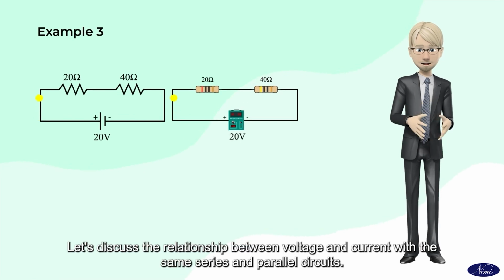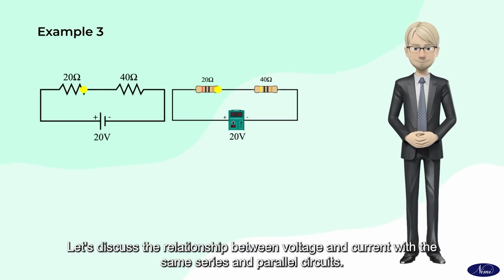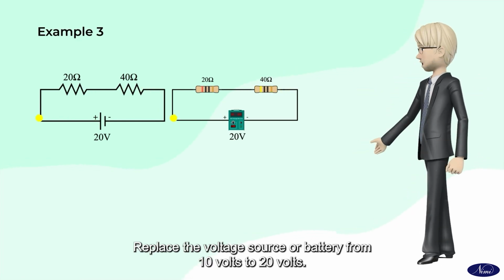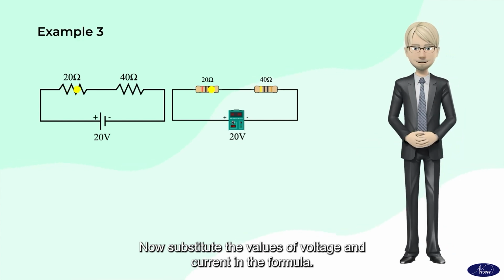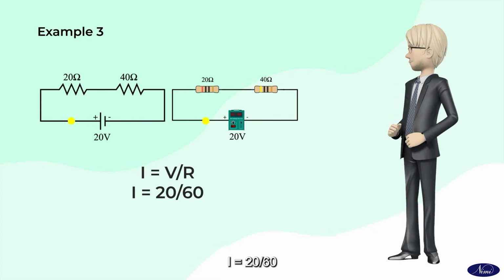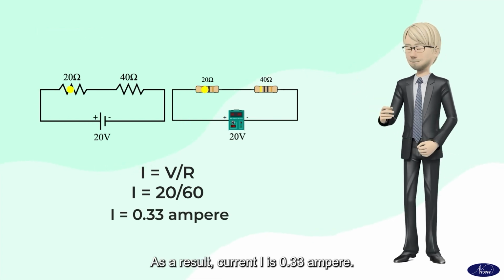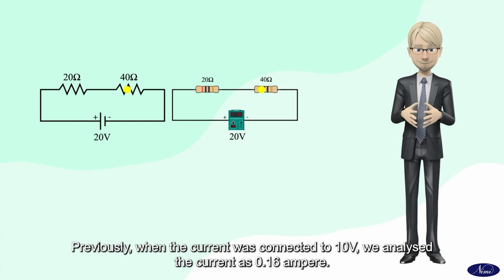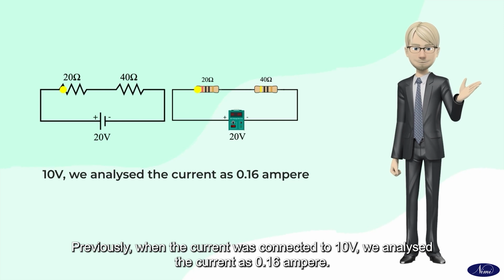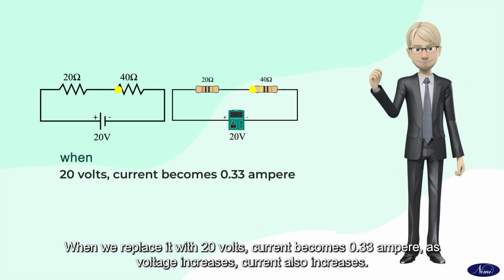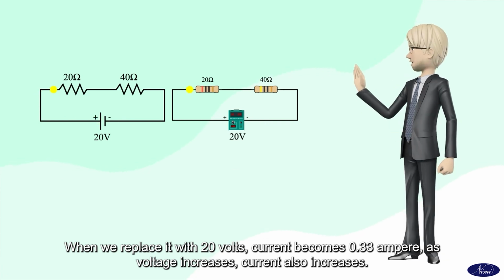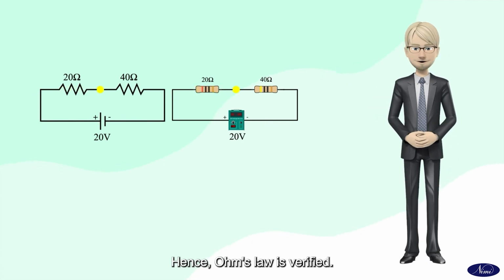Example 3. Let's discuss the relationship between voltage and current with the same series and parallel circuits. Replace the voltage source or battery from 10 volts to 20 volts. Now substitute the values of voltage and resistance in the formula I equals V by R. I equals 20 by 60. As a result, current I is 0.33 ampere. Previously, when the circuit was connected to 10 volts, we analyzed the current as 0.16 ampere. When we replace it with 20 volts, the current becomes 0.33 ampere. As voltage increases, current also increases. Hence, Ohm's law is verified.